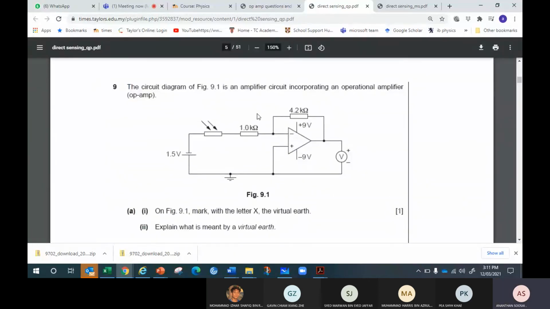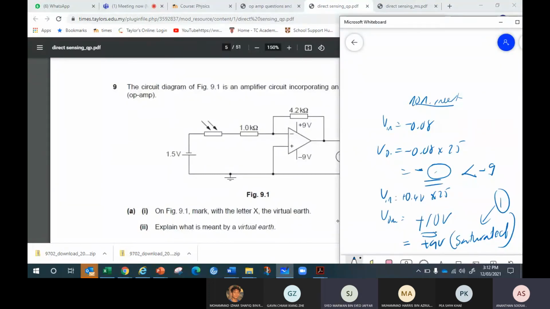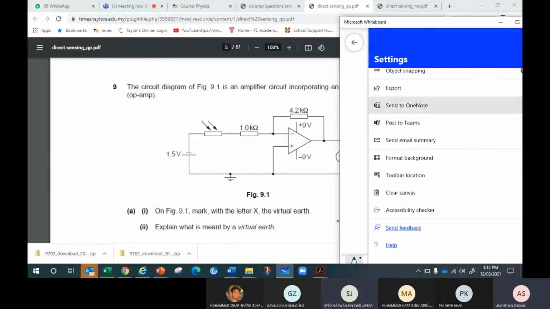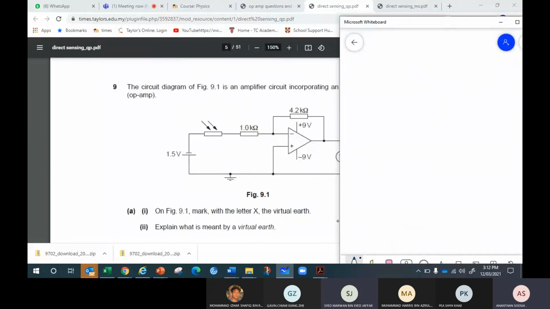Another one. See this circuit. Tell me, is it a comparator, inverting or non-inverting? There is a feedback. Input is where? Input is at negative, right? So, inverting, non-inverting or comparator? Inverting. This is inverting. Very good. This is inverting.